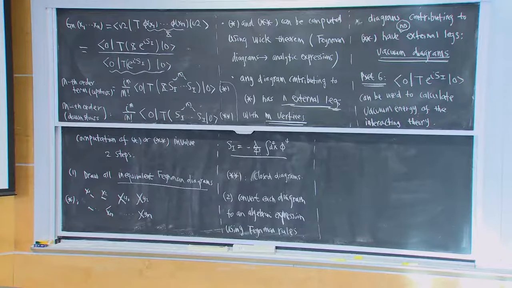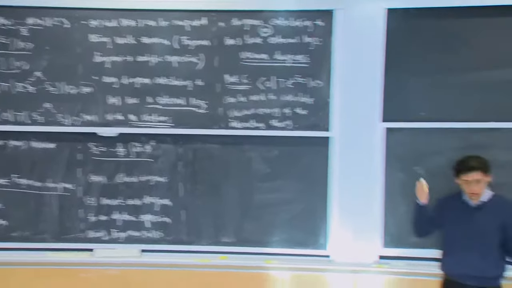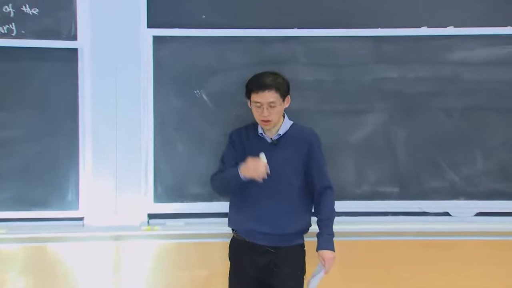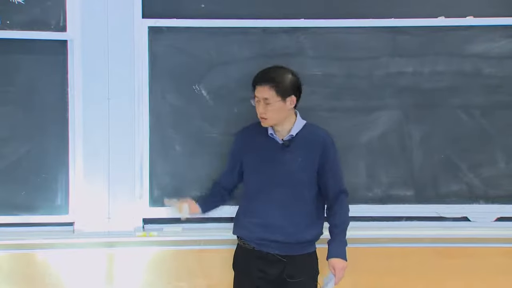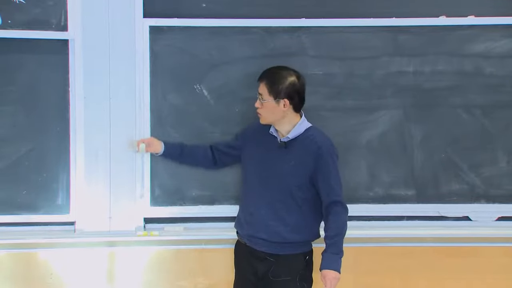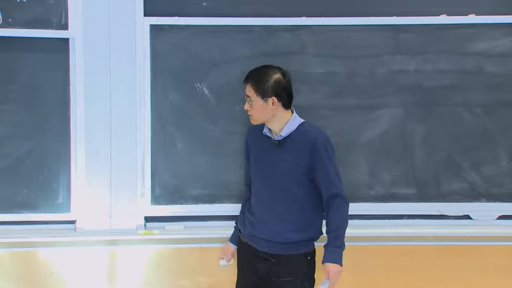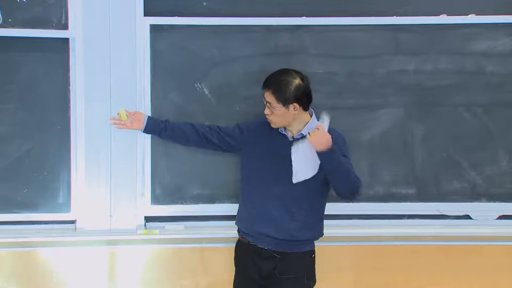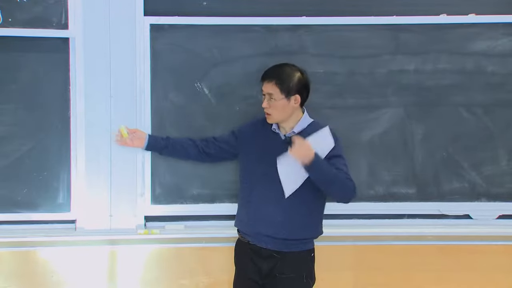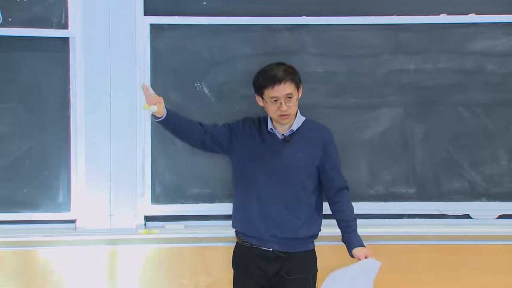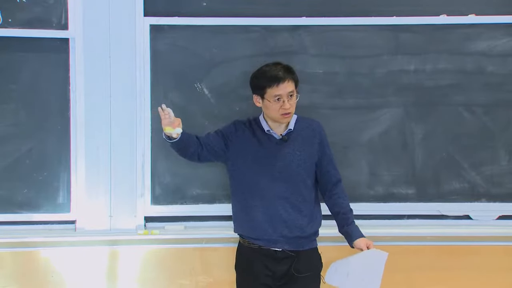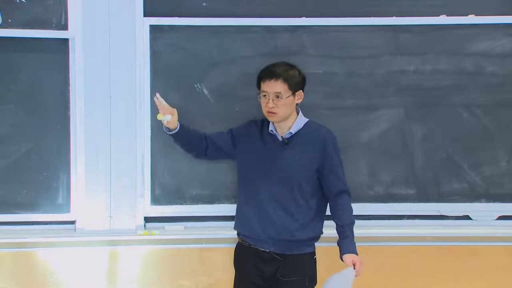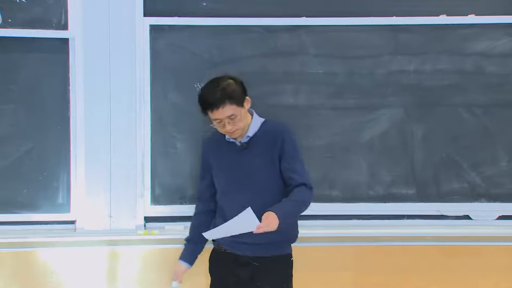We talked about the Feynman rules last time. There are coordinate space rules and momentum space rules. You can do it in coordinate space or in momentum space. So I will not repeat them here to save time. Once you finish the second step, you just have a bunch of analytic expressions, and then you just need to do the integrals. Okay.